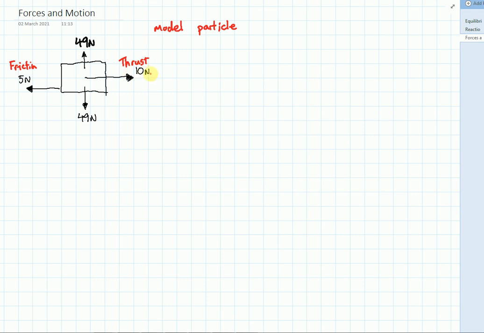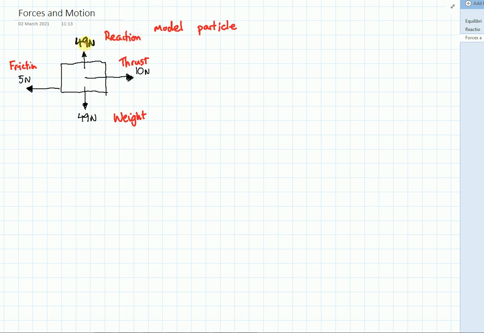So the thrust tries to move us this way. Friction acts against that movement. We've got our weight, which is 49 newtons. In a minute we'll come back to why this was here. And we've got the reaction of the surface.